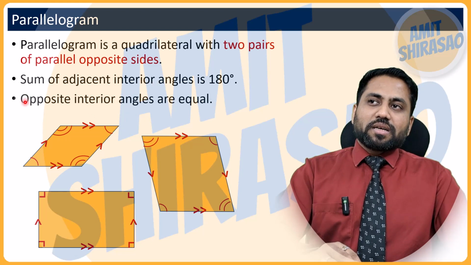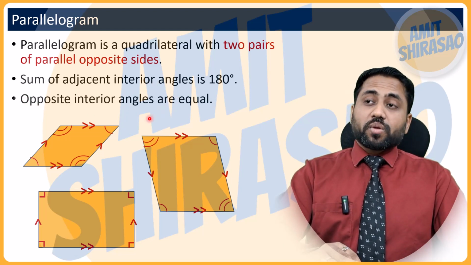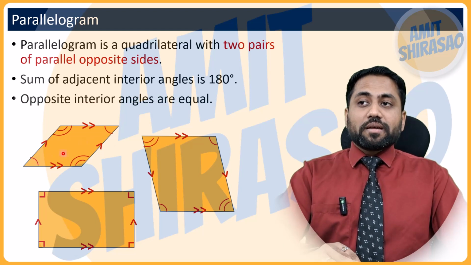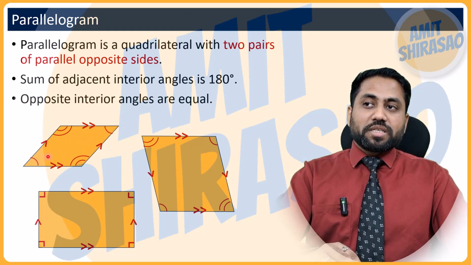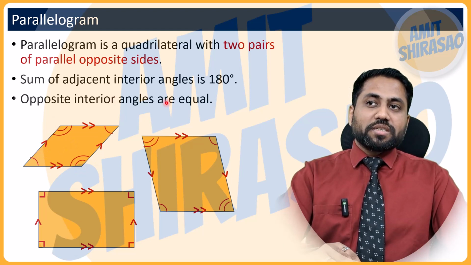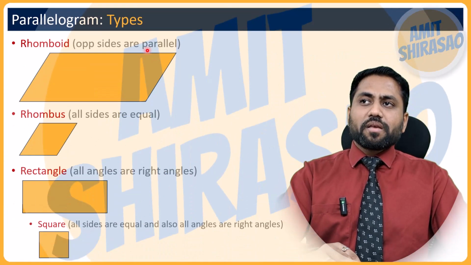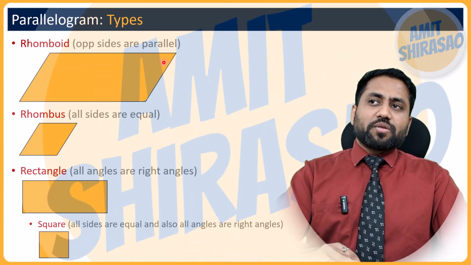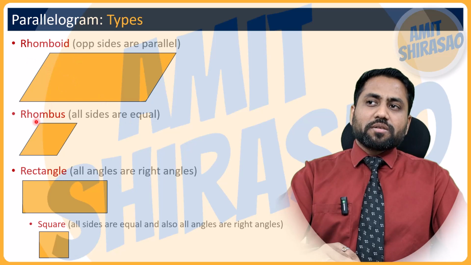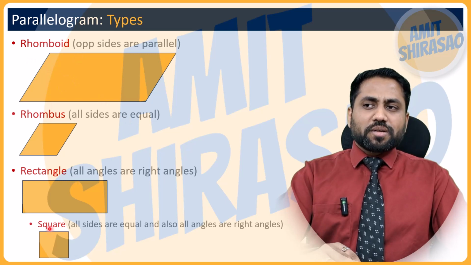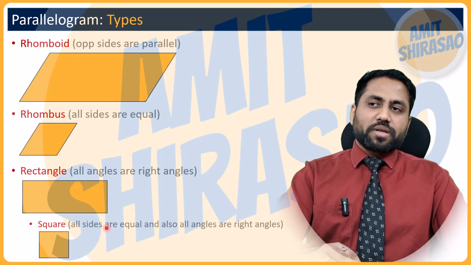Then another thing is that opposite interior angles are equal. What does that mean? So this angle is equal to this angle. These are opposite interior angles. Similarly, this angle is equal to this angle. So opposite interior angles are equal. Then various types of parallelogram, we have already seen this: rhomboid, rhombus, rectangle. A special type of rectangle or special type of rhombus is the square.